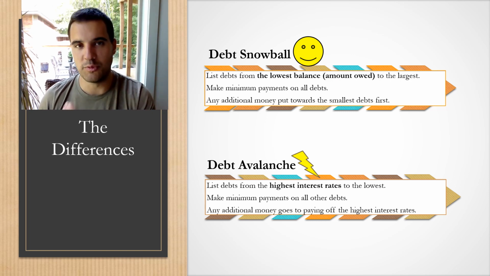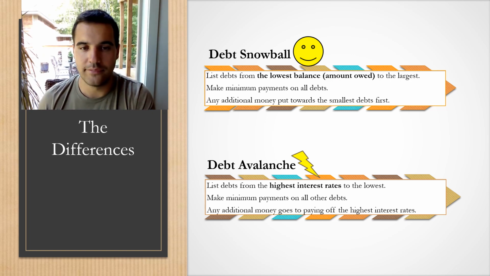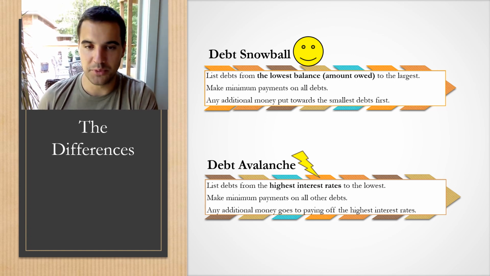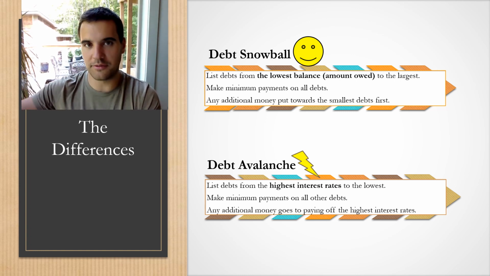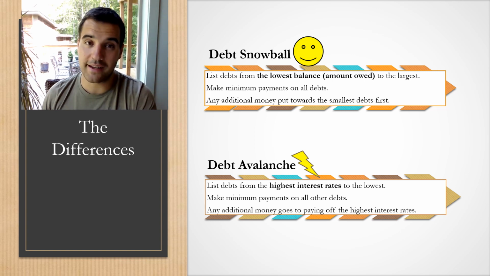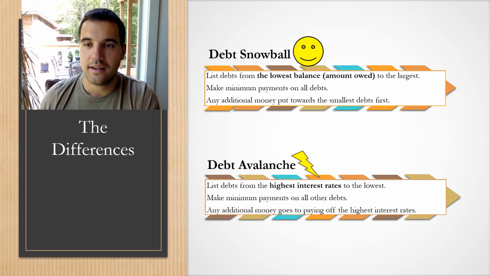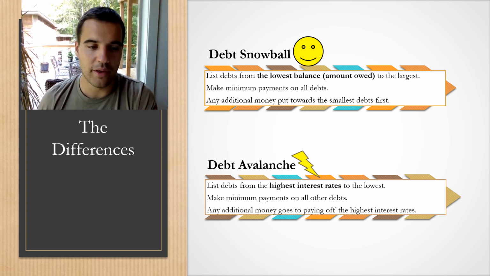But that was taking out human emotion. So Snowball would win if you threw in human emotion, because we like to get the small wins. We see ourselves making progress, whereas with Avalanche, you might not be making much progress. So it all depends on which one you feel like you can do well with in your own financial life.